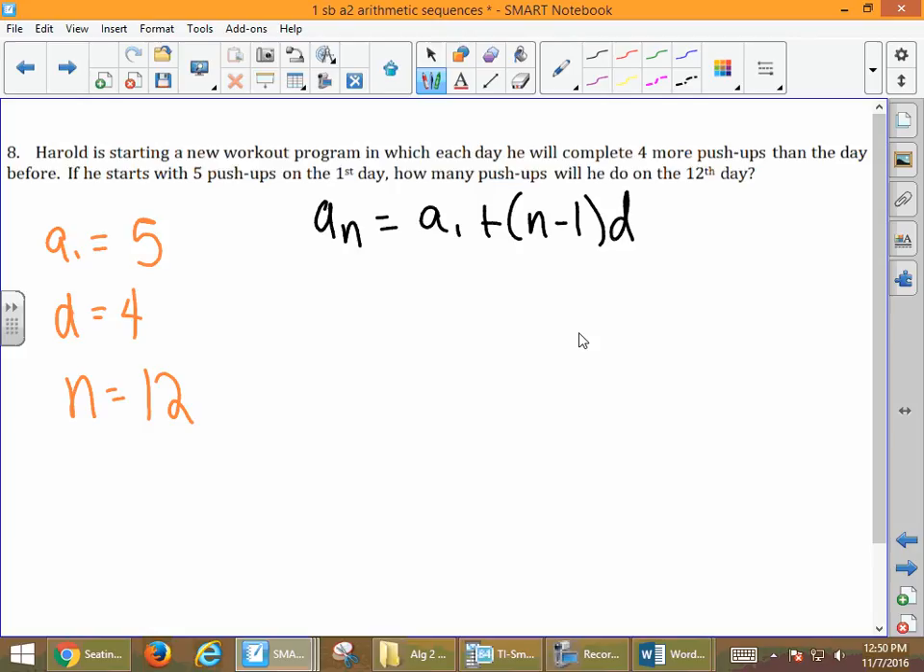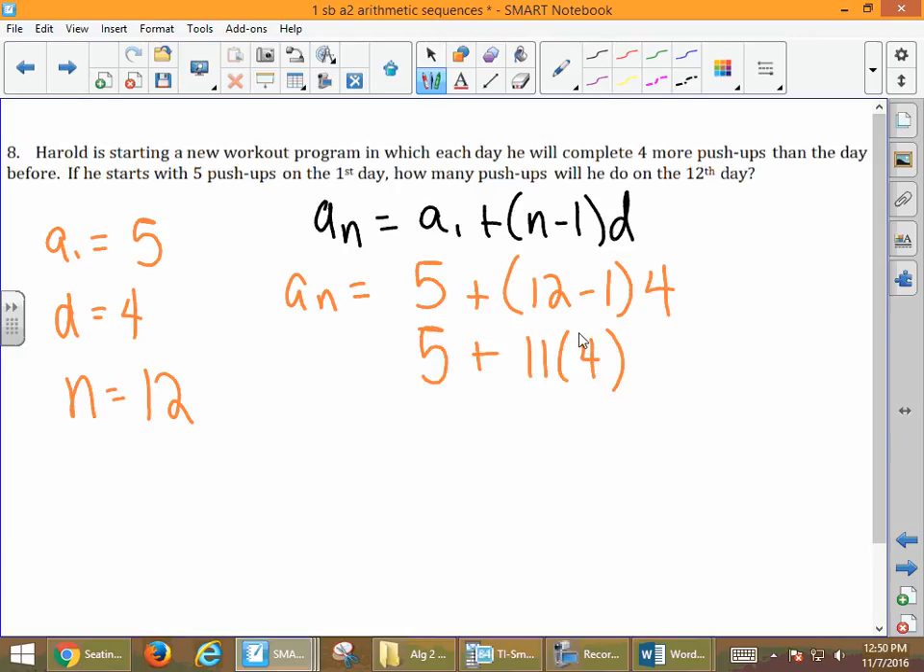And then we can put this back into our formula here, and we get 5 plus 12 minus 1 times 4. So we get 5, 12 minus 1 is 11 times 4. And by the way, you can type in that first orange line to get your answer here. We get 5 plus 44. And this means that on the 12th day, Harold's going to be able to do 49 push-ups.